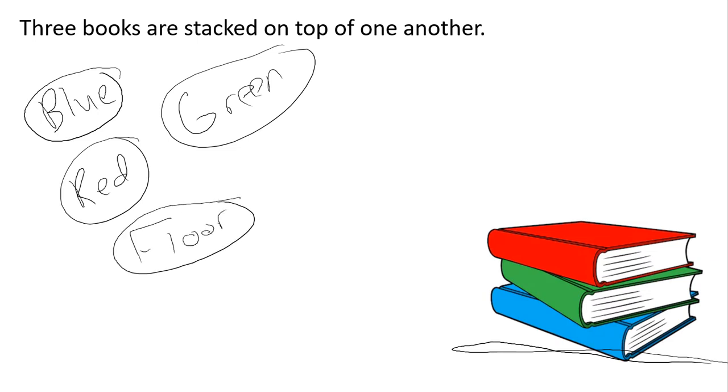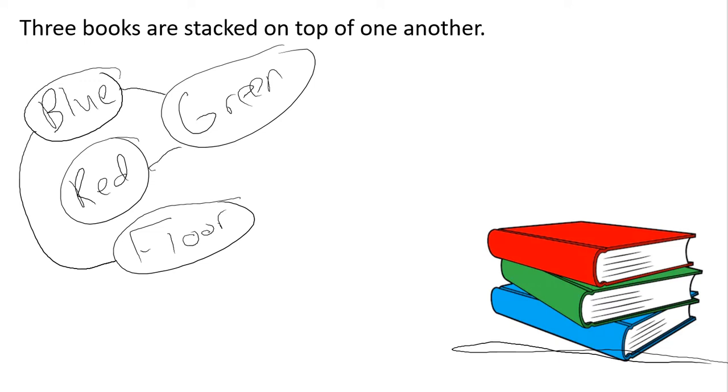And now I'm going to connect all of the objects that are interacting or that are touching. So the blue book is underneath the green one, the red one is on top of the green book, and then the blue book is on the floor or the table or whatever that happens to be. So each of these lines represents an interaction or a force between the two objects.